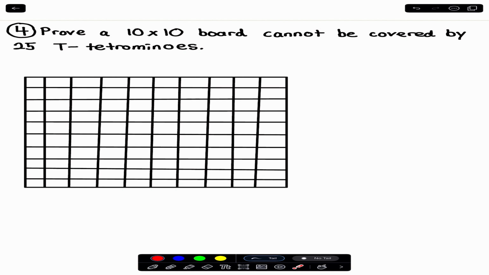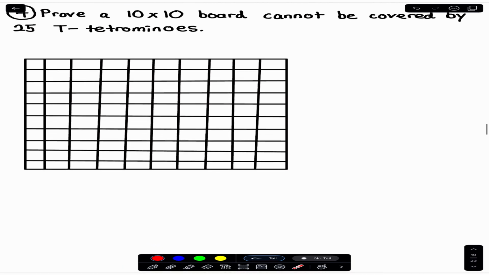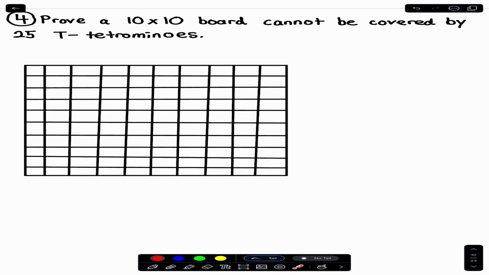Guess we got a bigger board now. Okay. Prove a 10 by 10 board cannot be covered by 25 T-tetraminos. Wow, so it seems like the T-tetramino really is the weird one, right? Not the skew. This T-tetramino is causing a lot of problems for us.